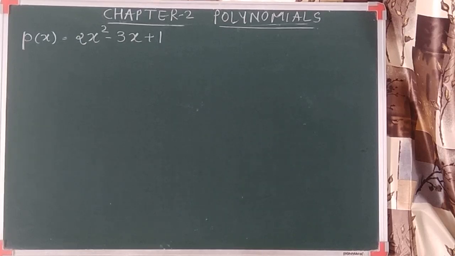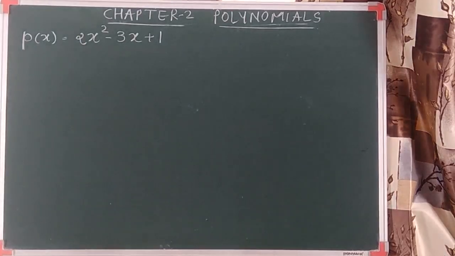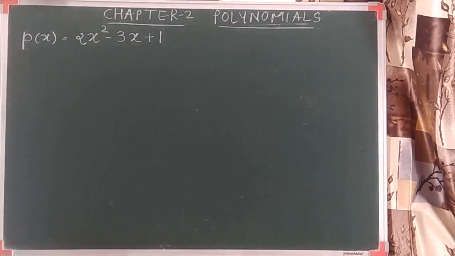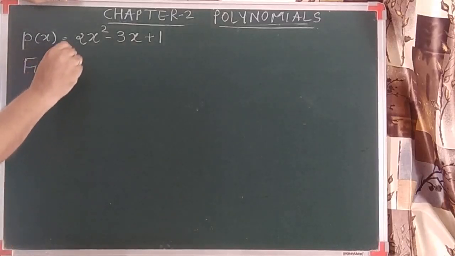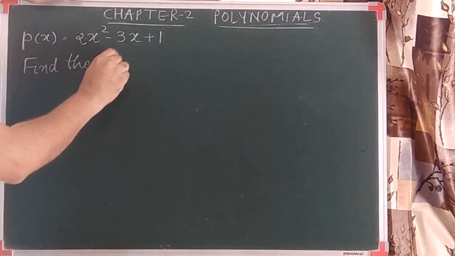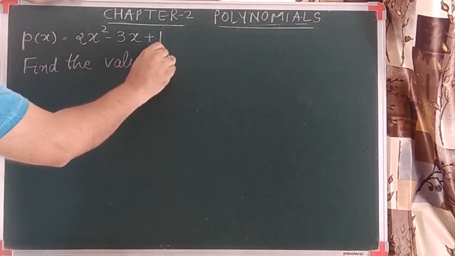Let's start with the new thing today. In this, I have not written any question. I have written just a polynomial, that is 2x square minus 3x plus 1. So what the question would be? Suppose we have to find out the value of the polynomial. So the question would be: find the value of the polynomial.